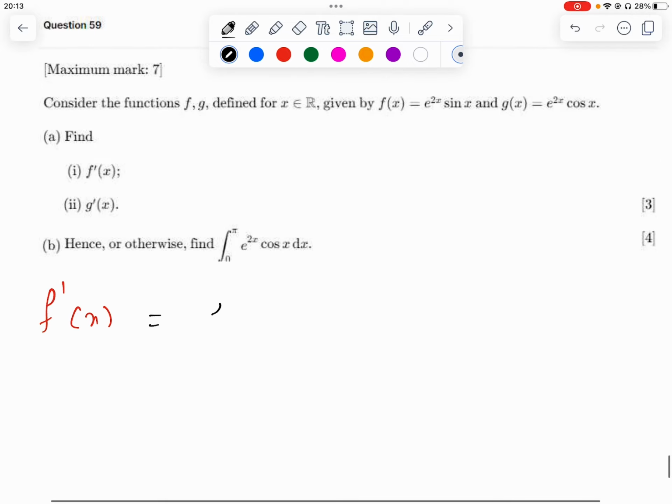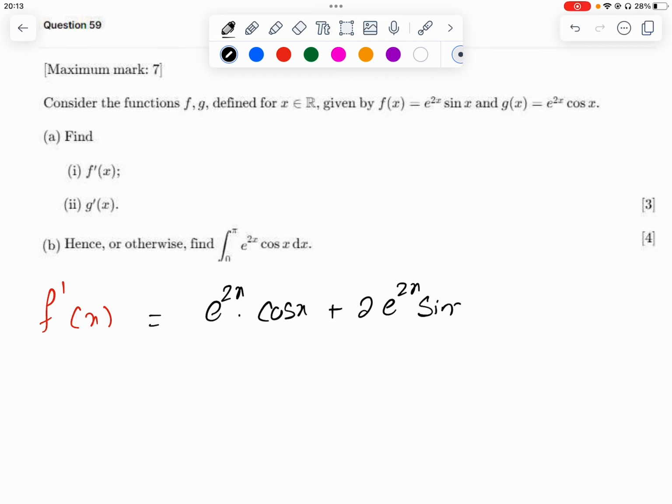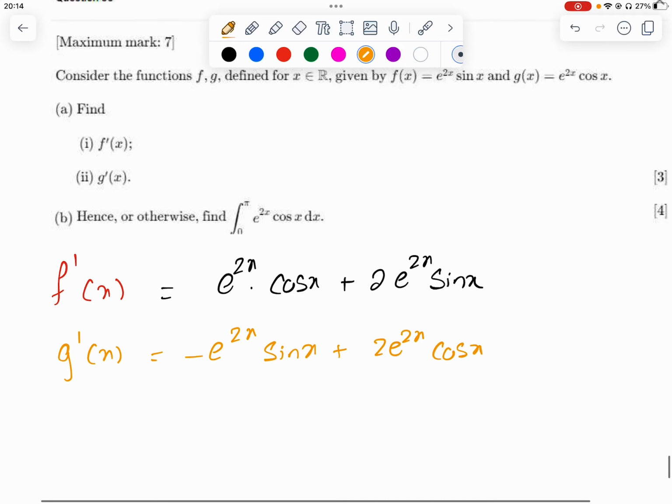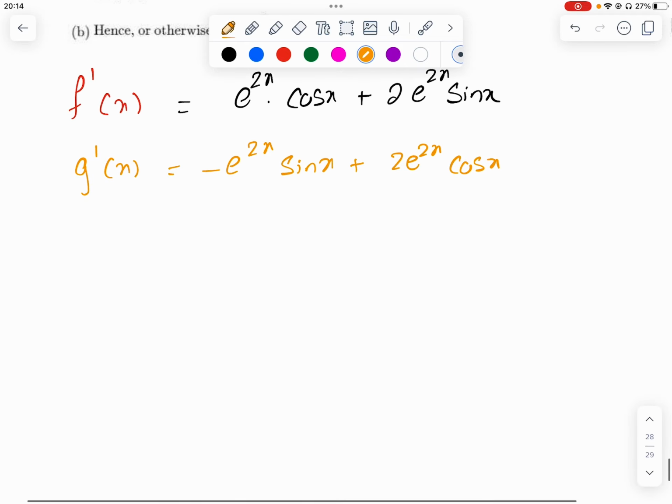Use the chain rule: e power 2x times the derivative of sin x, which is cos x, plus 2 e power 2x sin x. Next, g prime x equals e power 2x times minus sin x plus 2 e power 2x cos x. Next, what has been asked? Find the integral of e power 2x cos x.